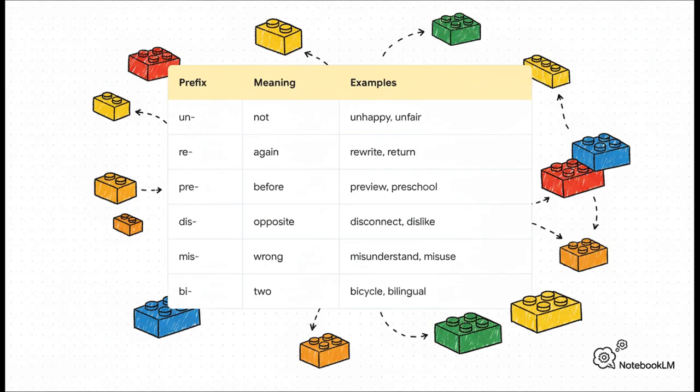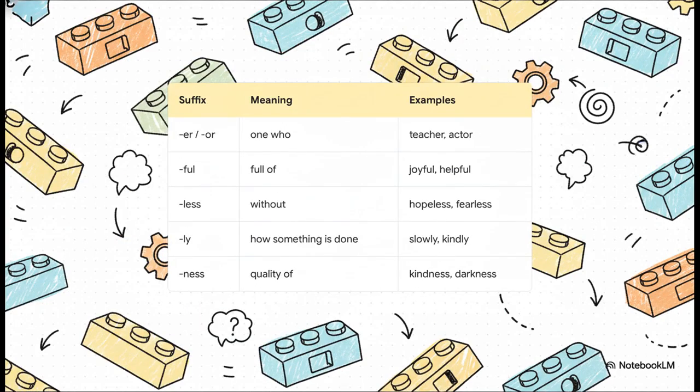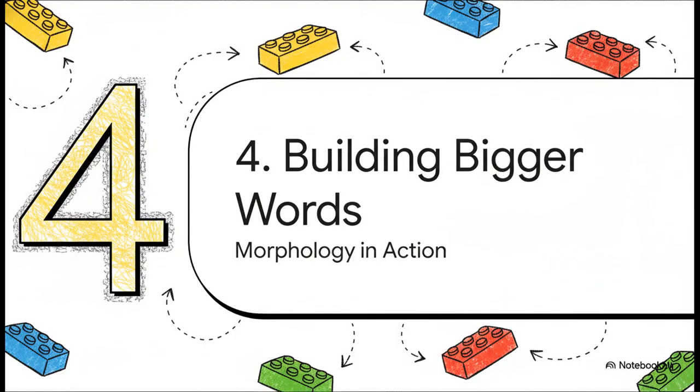I mean, think about how incredibly efficient that is. And it's the exact same magic with suffixes. Let's take less, which means without. You add it to hope, and you get hopeless. Add it to fear, you get fearless. And right there, you can see how it changes the word's job, turning a noun into a word that describes something, an adjective.